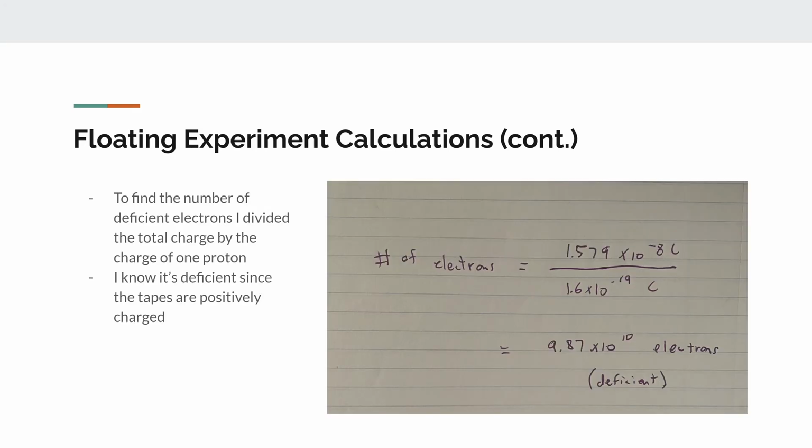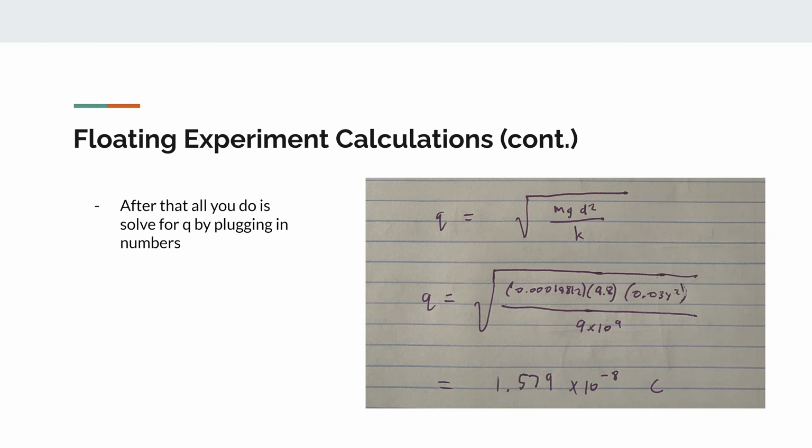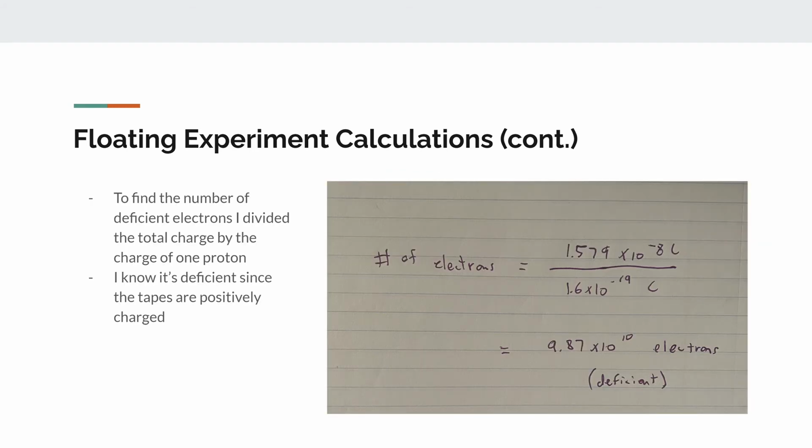To find the number of deficient electrons, I divided the total charge by the charge of one proton. This number, 1.57 times 10 to the negative 8th coulombs, was the total excess charge on one of the pieces of tape, and I divided that by the charge of one proton to find the number of electrons that are deficient, that are missing from the tape, that prevent it from being neutral. I know it's deficient since the tapes are positively charged. That means they're lacking electrons. They don't have an excess.